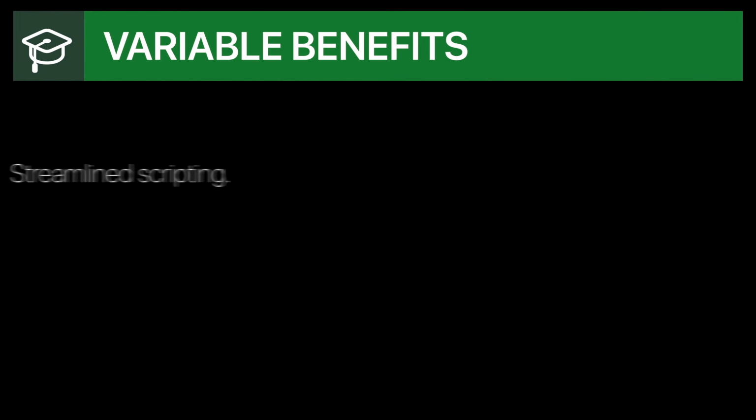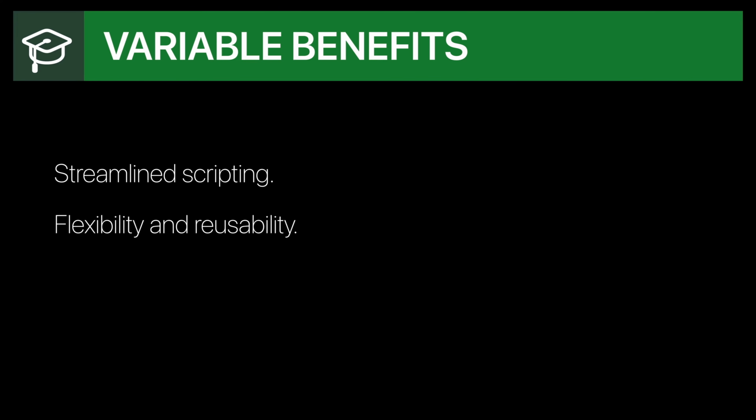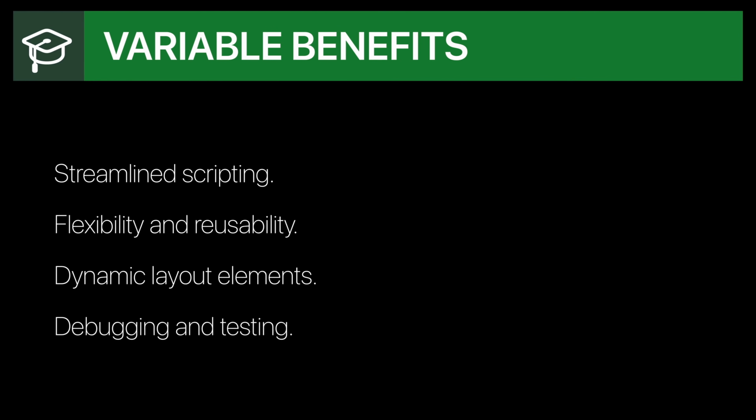So what are the benefits of using a variable? First, we have streamlined scripting. Variables enable cleaner and more efficient scripts by reducing the need for constant field interactions. Flexibility and reusability. Global variables promote code reuse and consistency by storing data accessible across different scripts and layouts. Dynamic layout elements. Variables on layouts facilitate interactive displays and responsiveness without creating additional fields. And debugging and testing. With FileMaker's Data Viewer, variables provide real-time monitoring, simplifying troubleshooting and optimization.